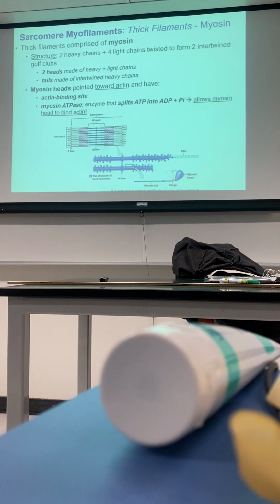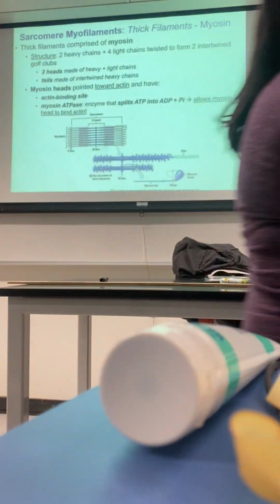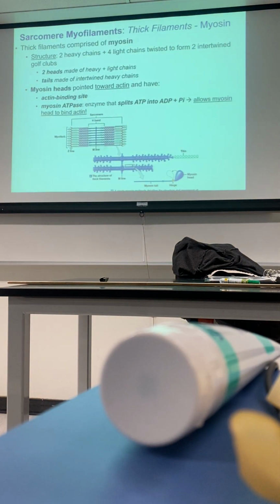So I have a question for you. I have a mutation where the myosin ATPase activity of my myosin heads has been rendered inactive. How would that affect muscular contraction? Talk to each other. Can you repeat the question? Yeah. I have a mutation where the myosin ATPase activity of the myosin head has been rendered inactive. How would that affect muscle contraction? Talk to each other. I should hear talking.